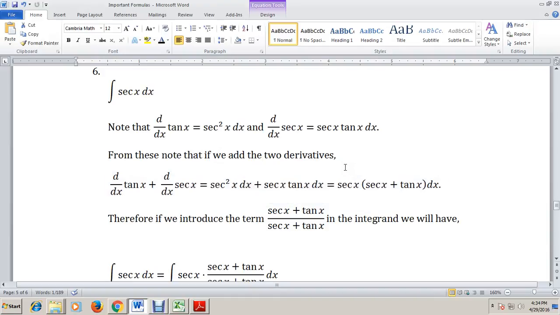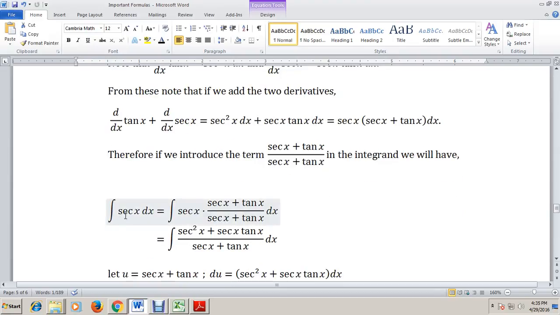Now, taking note of this result, we can therefore, as part of our technique, and this is actually a technique, take note: if we're going to introduce the term secant x plus tangent x over secant x plus tangent x in the integrand, our original secant x dx becomes secant x times the introduced term. Now remember that this is to maintain equality.